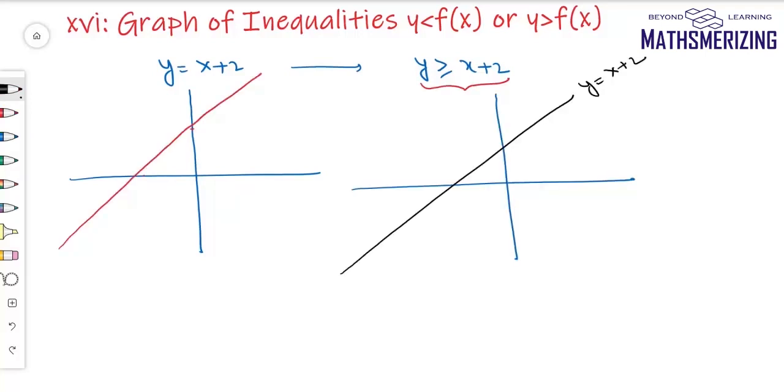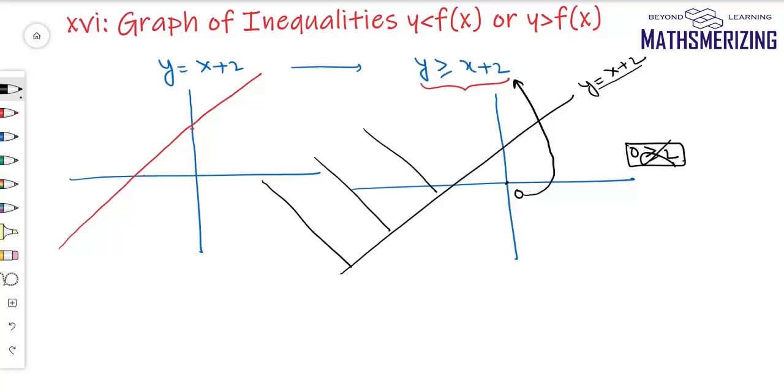In order to determine the region represented by this inequality, I'll draw the graph of y equals x plus 2, and then I'll take any random point on either side of this graph. The simplest point is the origin. I'll put the values of x and y in the given inequality. If I put x and y as 0, I get 0 is greater than or equal to 2, which is incorrect. That means the solution to my inequality, or the region represented by it, will lie on the other side of this point. So the solution to this inequality will be the region which lies above the line.